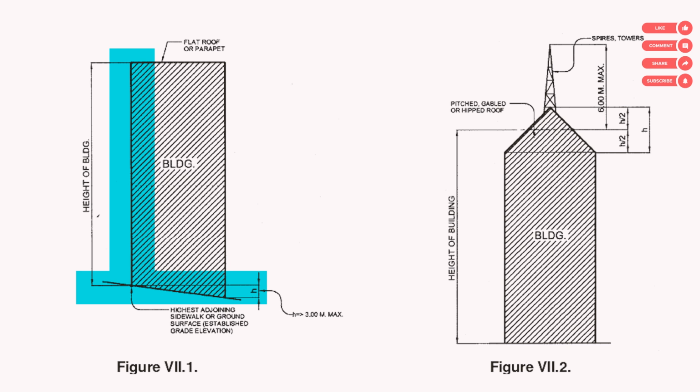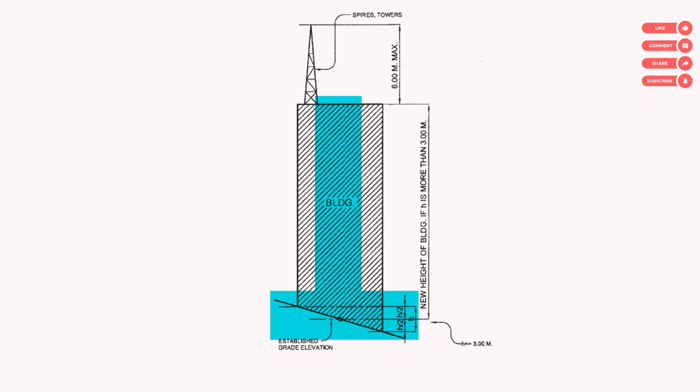Pero kapag sloping yung lot like this, what you're supposed to do is take the highest and the lowest points. Depending on the difference, magbabago yung measurement point. If the difference is 3 meters or less, then you start the measurement from the highest point. But if the difference is malaki, like more than 3 meters, you start from the midpoint. Midpoint of what? The very highest point and the very lowest point. This is the midpoint, where you begin the building height measurement. The average between the highest and the lowest points. Okay, so that's how you're supposed to begin the measurement.